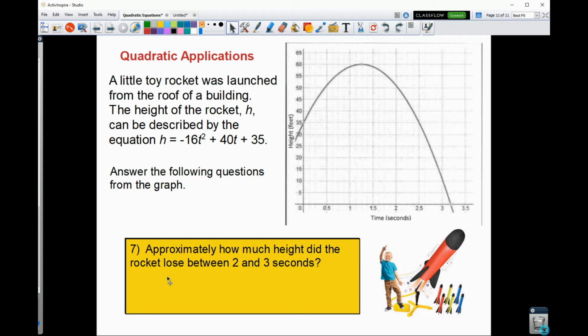Approximately how much height did the rocket lose between 2 and 3 seconds? Well, let's start looking at this. At 2 seconds, approximately what height are we looking at here? I would say we're at 50. I'm writing with my mouse, so it looks more like kindergarten writing. And then at 3 seconds, we are about right here, which I would say is 10 feet. So how much did it lose? Well, from 50 feet to 10 feet, 50 minus 10 would be 40 feet.